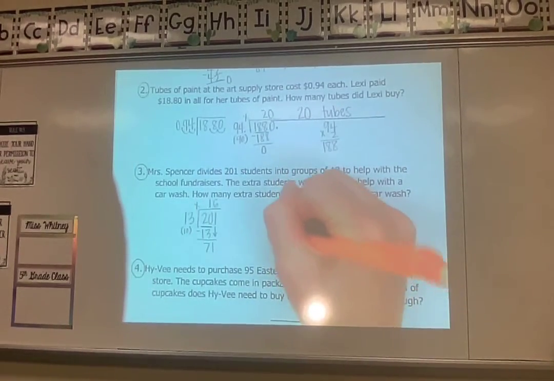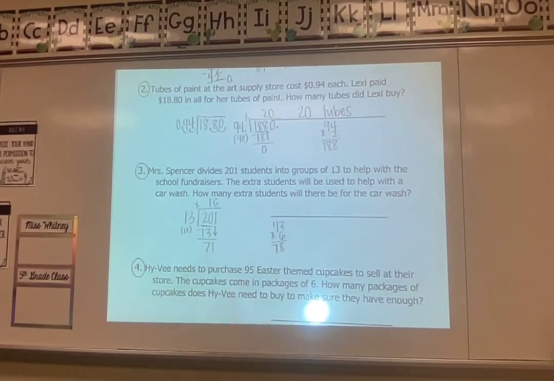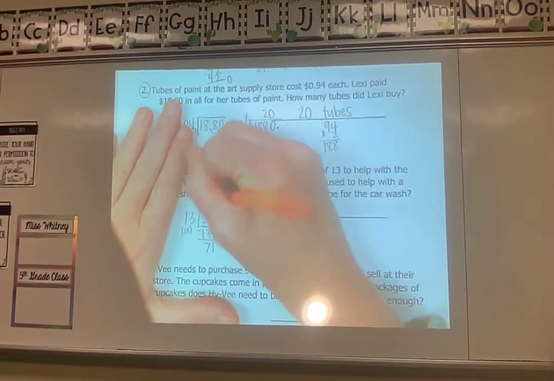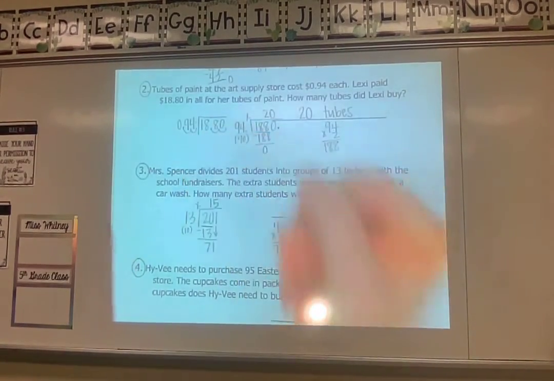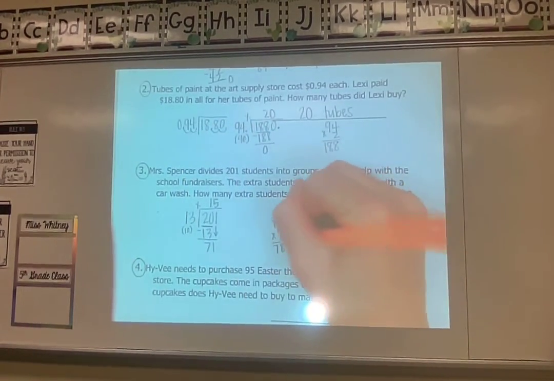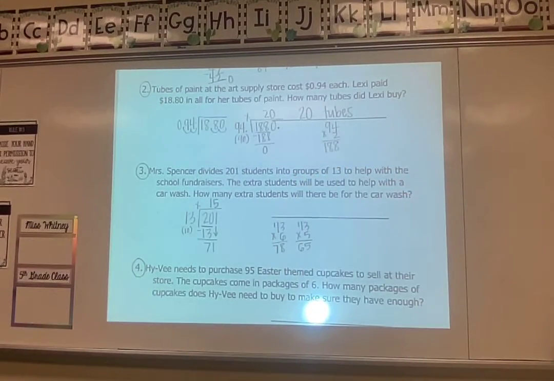13 times 6. Ooh, still too big, 78. Darn, I even went down 1. So I need to try 5 this time. It's kind of like number 1. All right, remultiply because we changed our mind. See if this one will work. And that will work. That's 65.